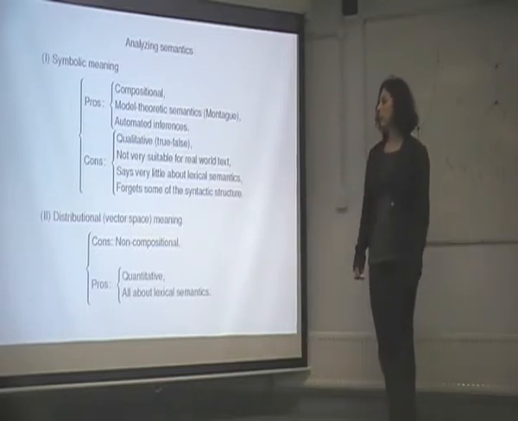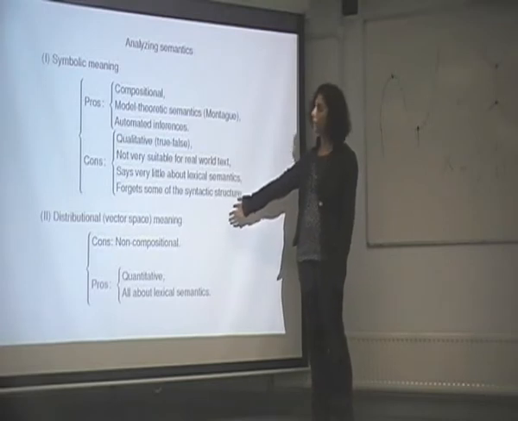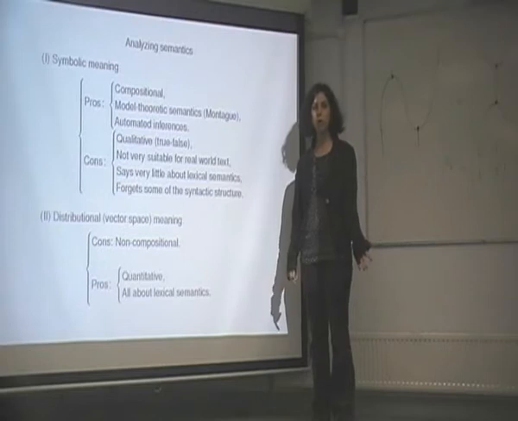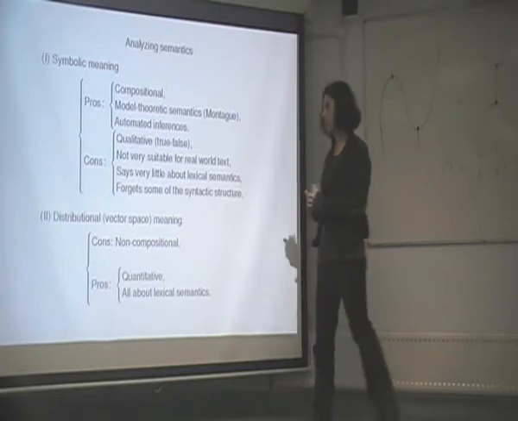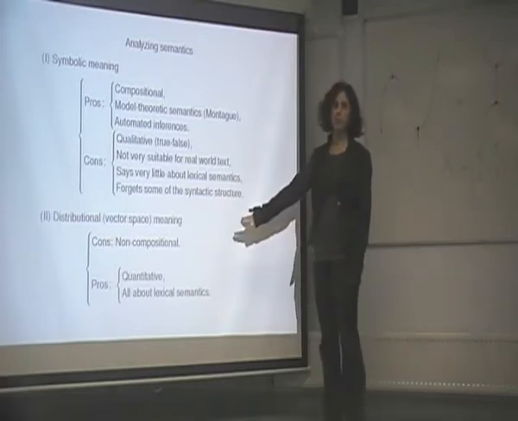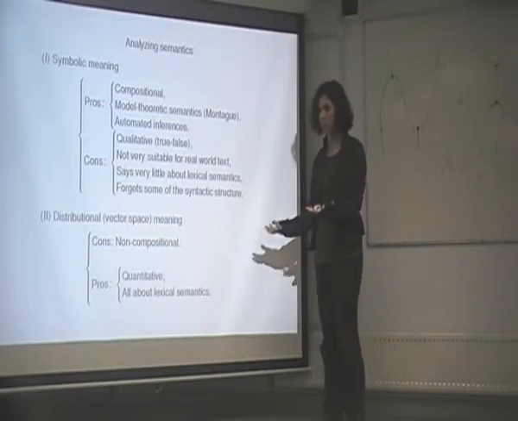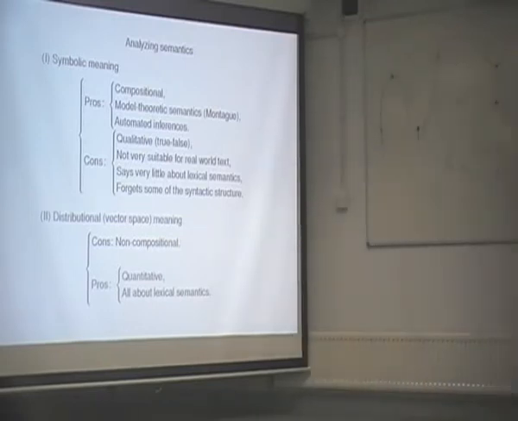In the distributional model of meaning, it's totally non-compositional because you have the meaning of the words, you build the vector spaces for the meanings of the words. There is no known way to put them together to get the meaning of the sentence. But you get some real numbers for the meaning of your words. And then you know everything about the meaning of the words, but the meaning of the sentence is not very clear.